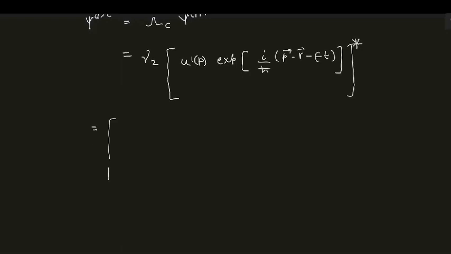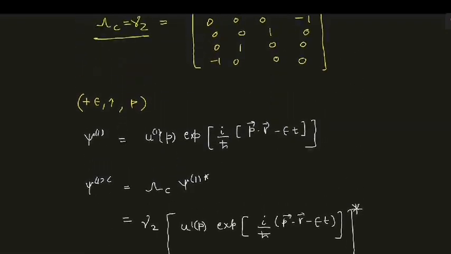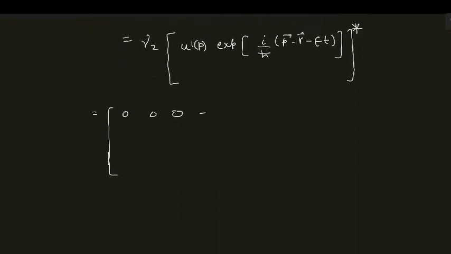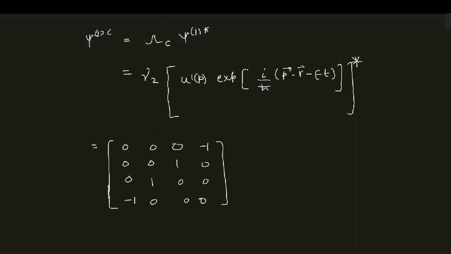So what is gamma 2 equal to? I just told you. Gamma 2 is equal to the matrix with rows 0, 0, 0, minus 1; 0, 0, 1, 0; 0, 1, 0, 0; minus 1, 0, 0, 0. It is nothing but the second Dirac gamma matrix. Along with that you will have u1p complex conjugated. This complex conjugated will act on u1.